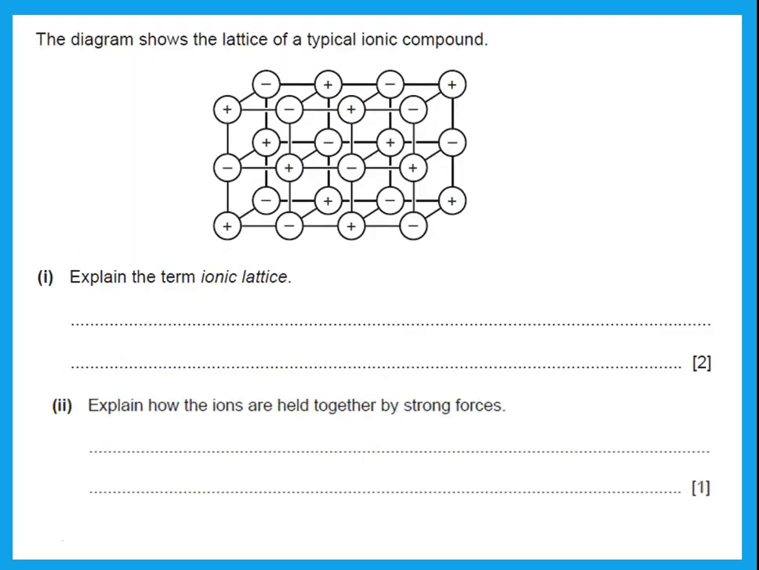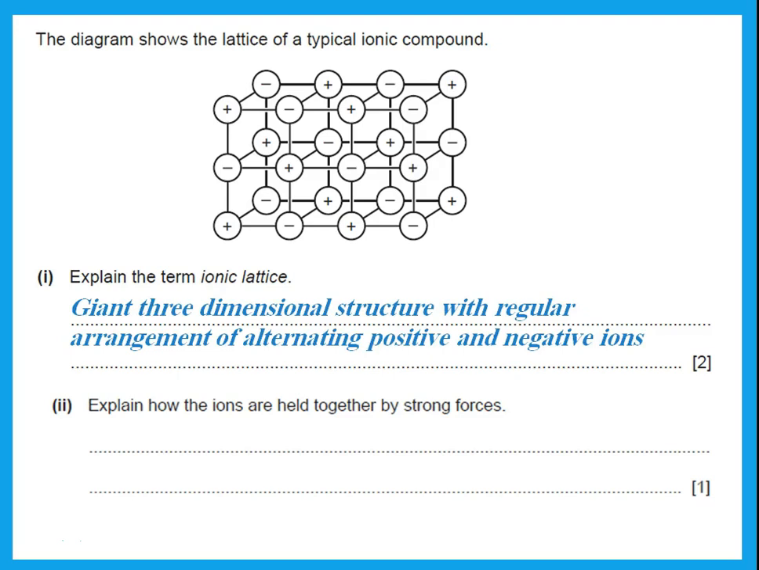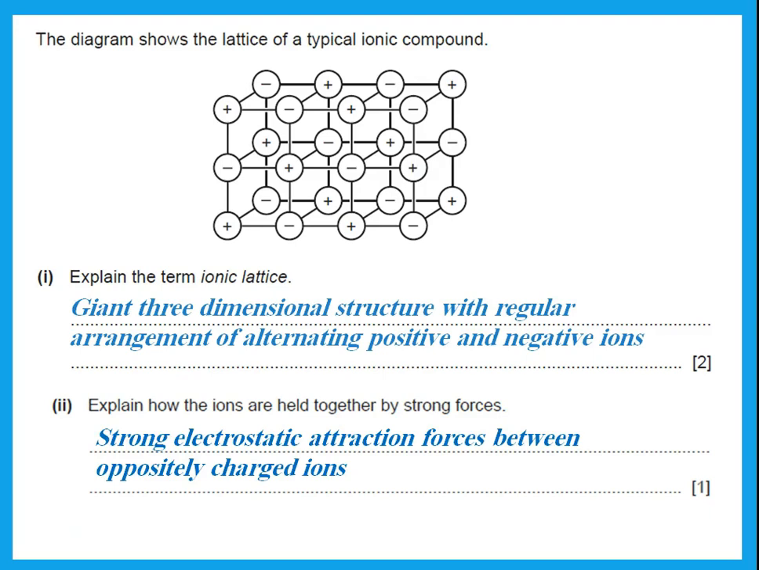Okay. Diagram shows the lattice of a typical ionic compound. Explain the term ionic lattice. And this has 2 marks. So again, remember that an ionic lattice is a giant 3-dimensional structure with regular arrangement of alternating positive and negative ions. Explain how the ions are held together by strong forces. We said in the ionic compound, it is held by strong electrostatic attraction forces between the oppositely charged ions, or between the positive and negative ions.